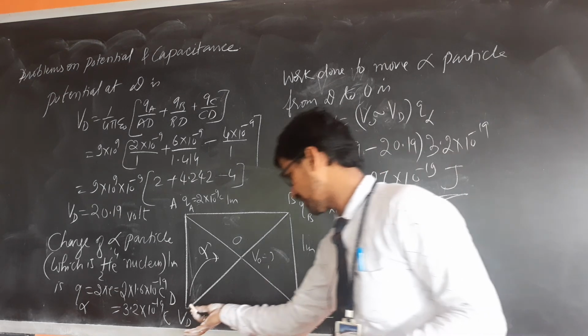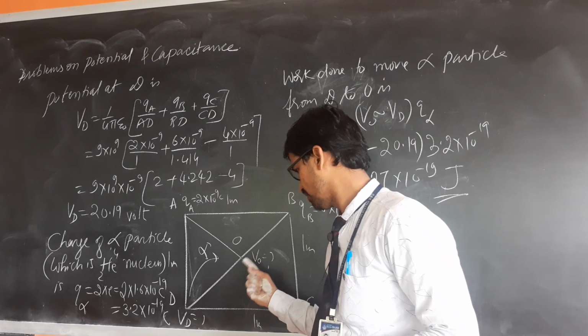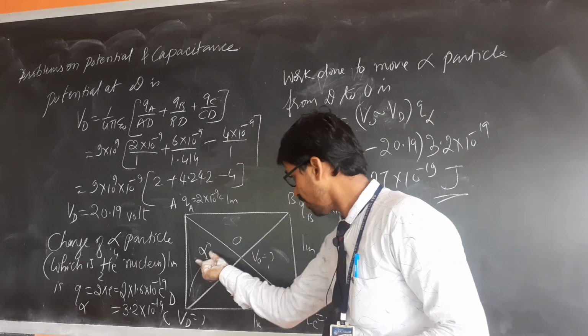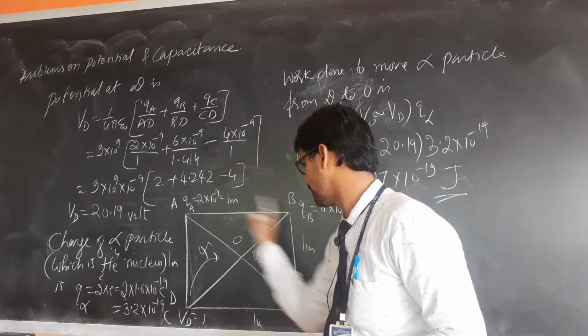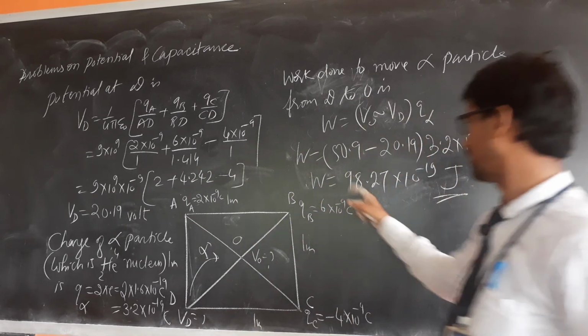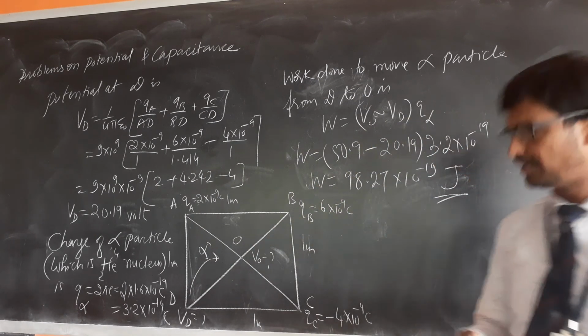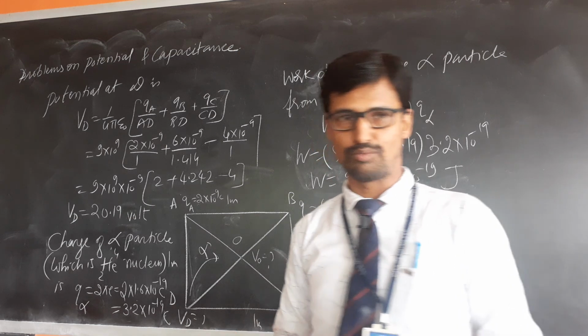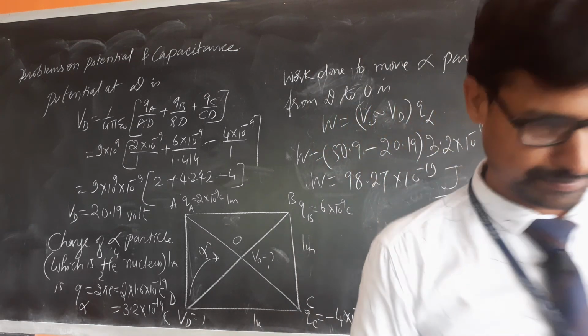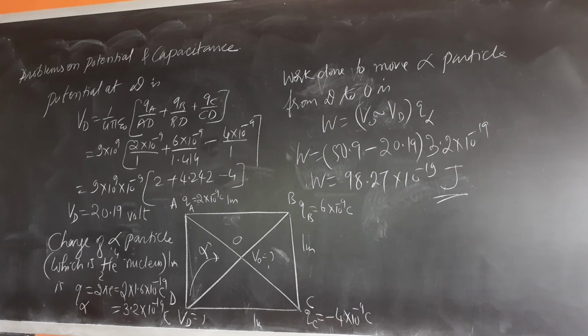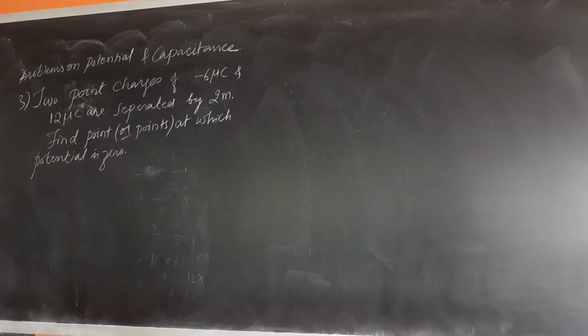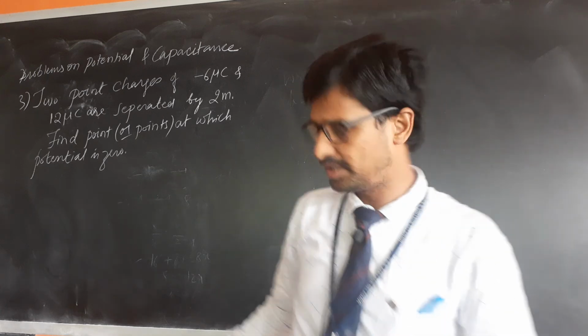To move the alpha particle from one point to another point, find the potential difference into how much charge you are moving, not how much charge is present. So that will give the work done. So here we will stop. We will have some more problems in the next part. Sorry children, we can have one more problem. We'll move on to the next problem.